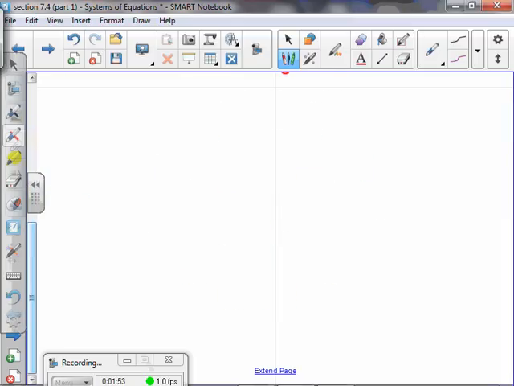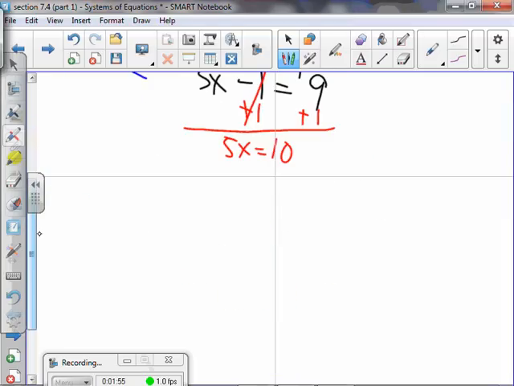But you could also do this. You could do 5x divided by 5, 10 divided by 5. These 5s will equal 1 and just fall out. X equals 10 divided by 5, which is 2.